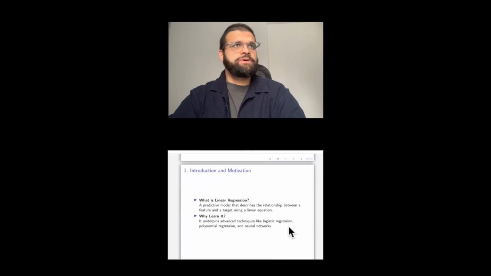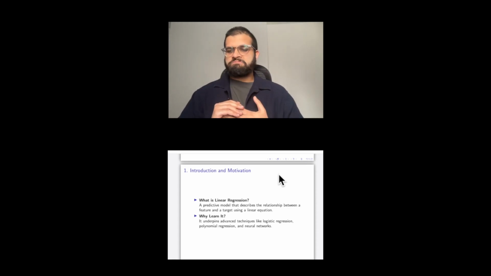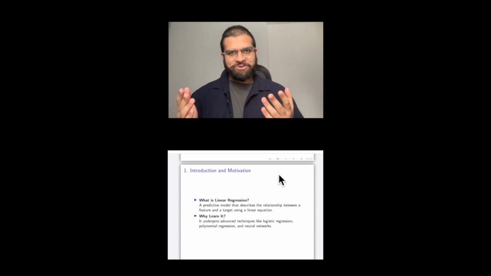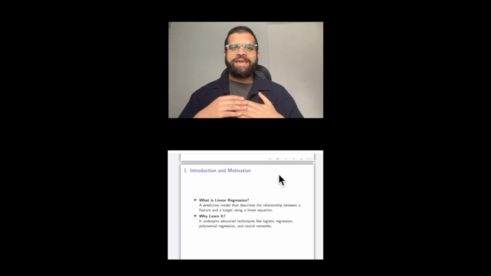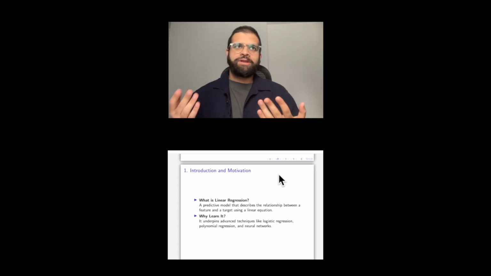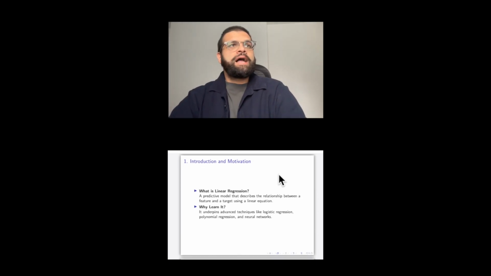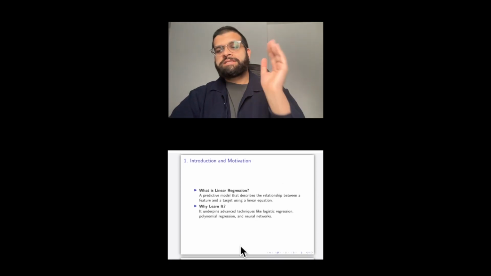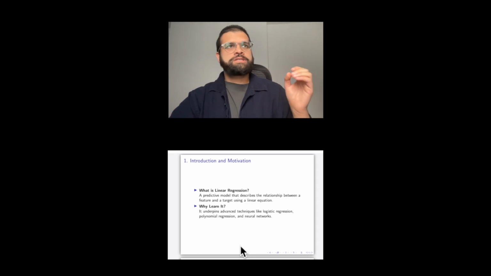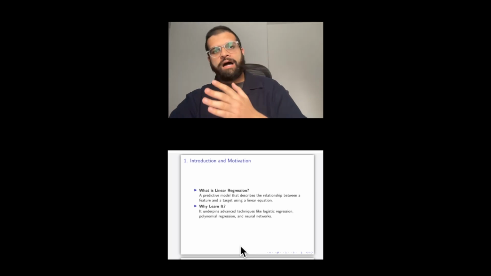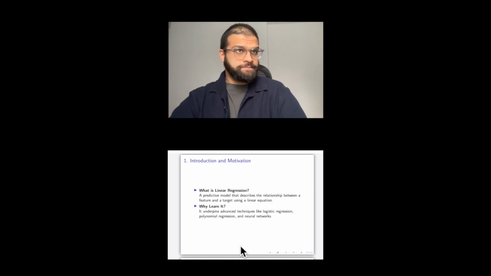So here, let's talk about the introduction. So what is linear regression? Linear regression is essentially you have your linear equation and you want to make a machine learning model out of your linear equation. So it assumes linear relationships. And why you should learn this: it's one of the most basic machine learning models, but once you understand it in depth, it makes learning all the other algorithms much easier.